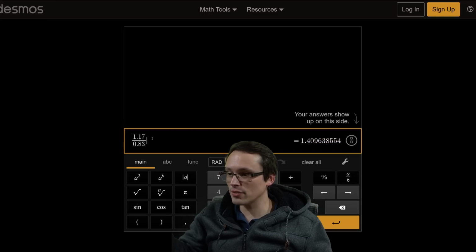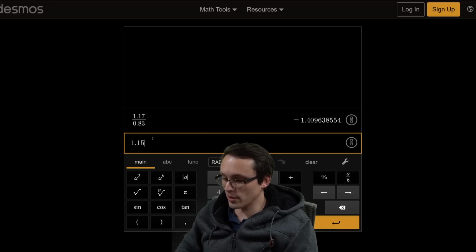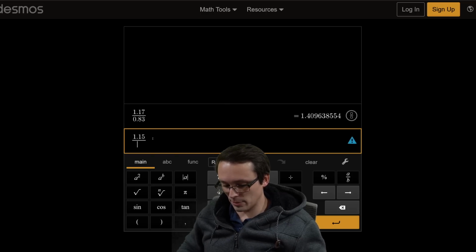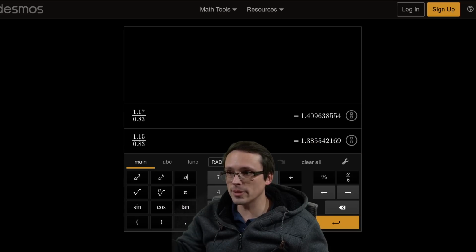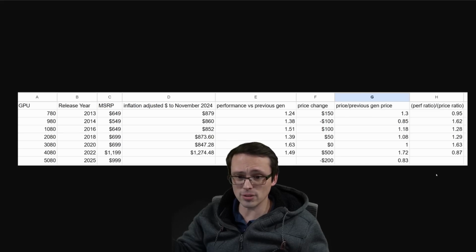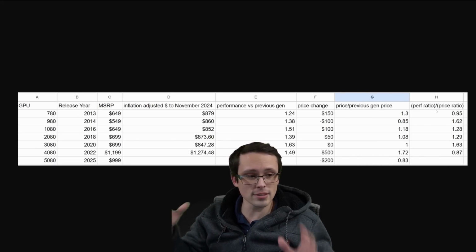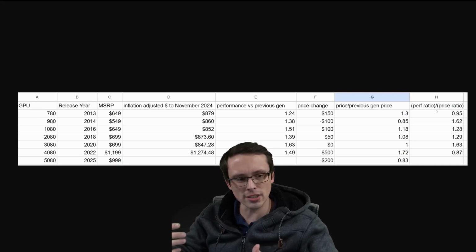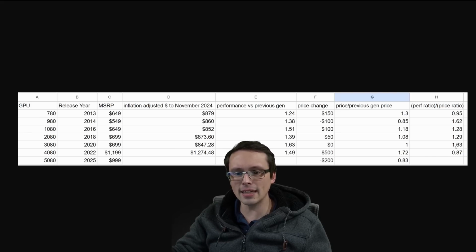The numbers don't change much if you just ignore the leaks and everything and just go with that one slide from NVIDIA. If we go 1.15 divided by 0.83, that gives us like a 39% price to performance improvement versus the previous generation. So basically, that would put it in a typical performance to price ratio generationally compared to what we saw in a lot of the 80 class. But again, that needs to be interpreted in the context of a follow-up to the worst value 80 class card we had ever seen.